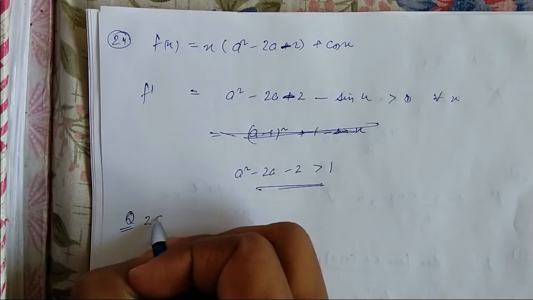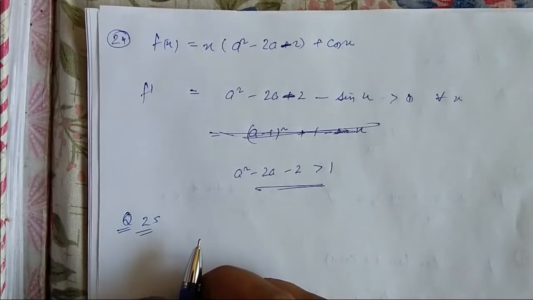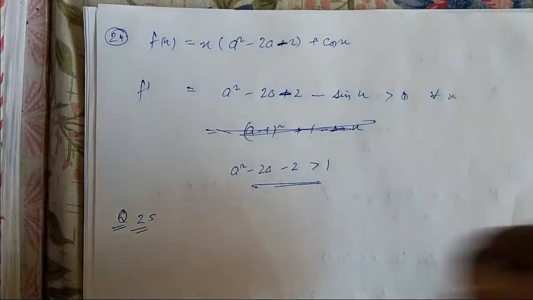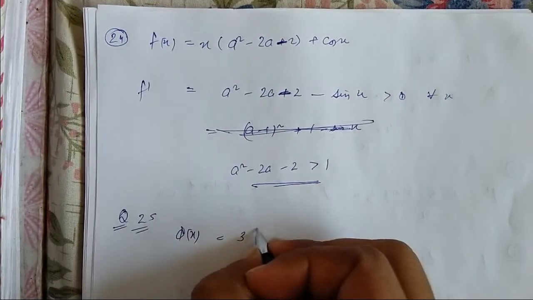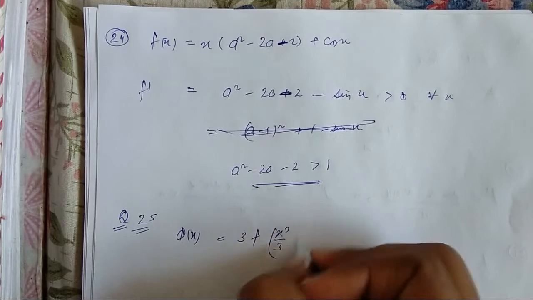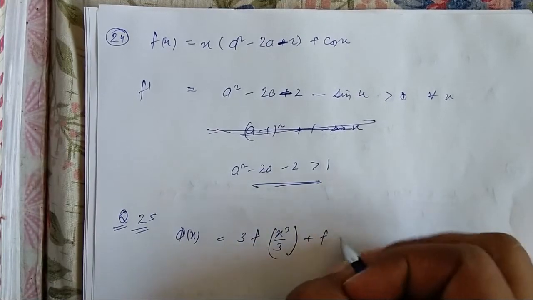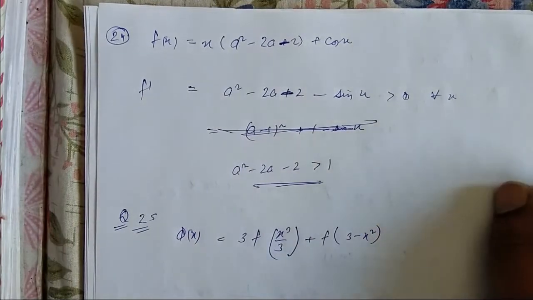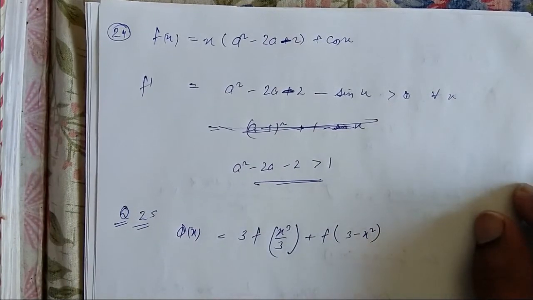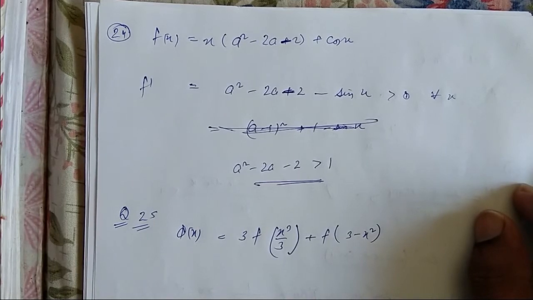Moving on to the next question, question number 25. We've been given phi x is equal to f of x cubed by 3 plus f of 3 minus x square, for all x belongs to minus 3 comma 4, where f double dash is greater than 0 for all x belongs to minus 3 comma 4, and then phi x is.